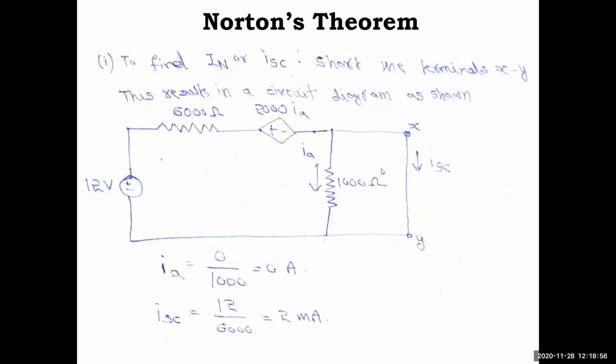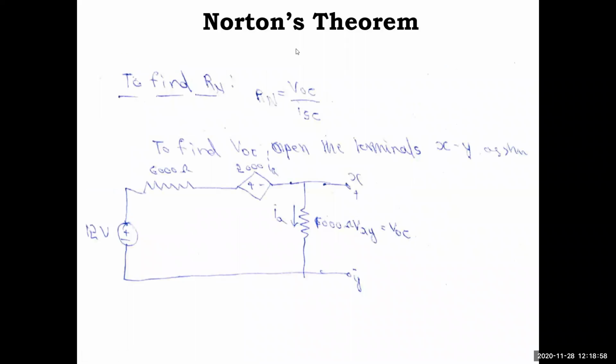And the second part now is RN. There is a dependent source here, so we could not deactivate the source. So we have to go for the ratio of VOC by ISC. As we have done in Thevenin's equivalent circuit, we have to find the open circuit voltage. The ISC that was shorted earlier, we remove that short and make it open, and we need to find this open circuit voltage, or the terminal voltage XY, also called Thevenin's voltage VTH.